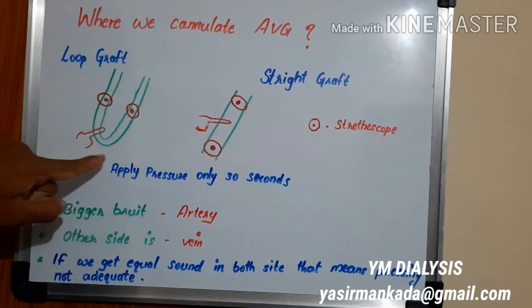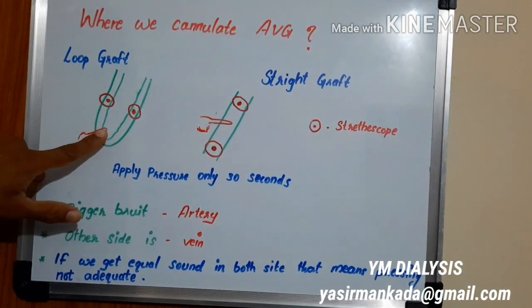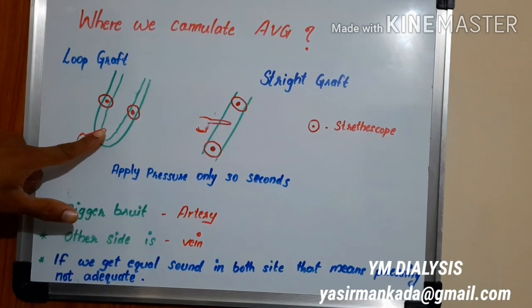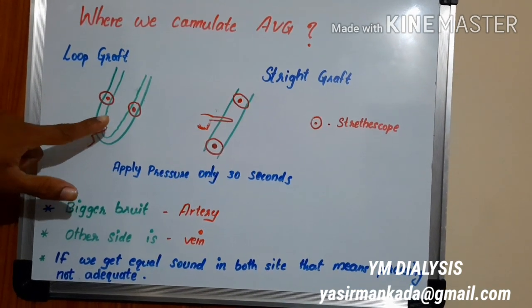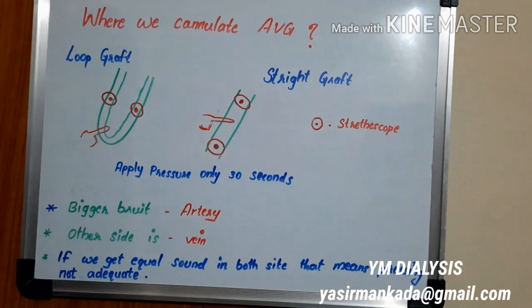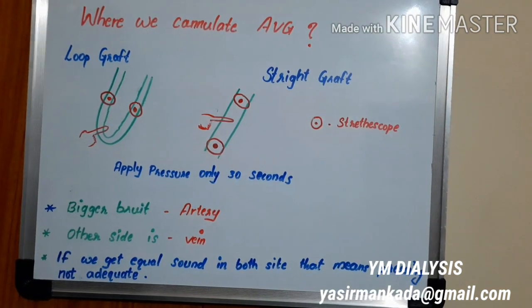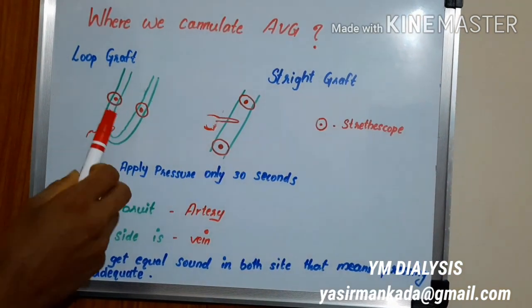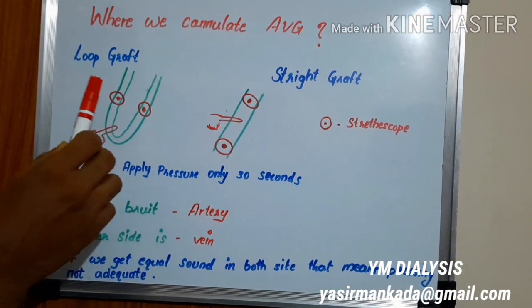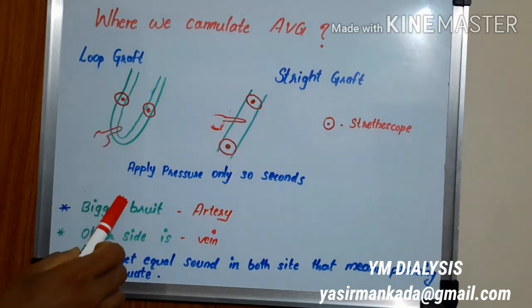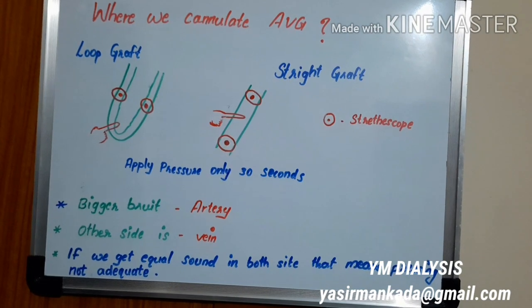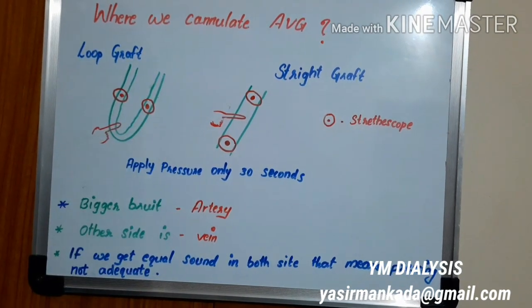If it is a loop graft, we press the middle of the loop, and with the help of a stethoscope we want to feel the bruit sound. Where there is a bigger bruit, that means the arterial site, and the other site is vein.